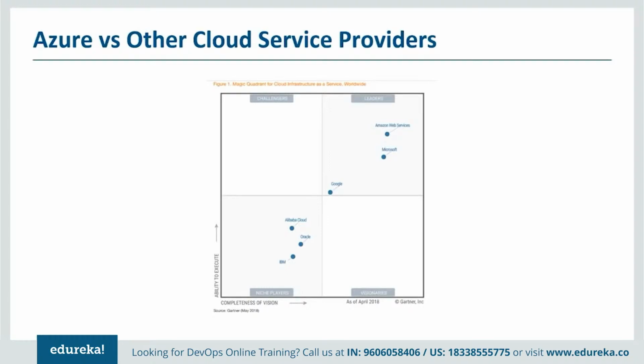Of course, there are more which are coming up and which have got lots of interesting services, but still AWS and Microsoft are way ahead in this area. You would see that most of the companies have started migrating towards either AWS or Microsoft Azure basically.